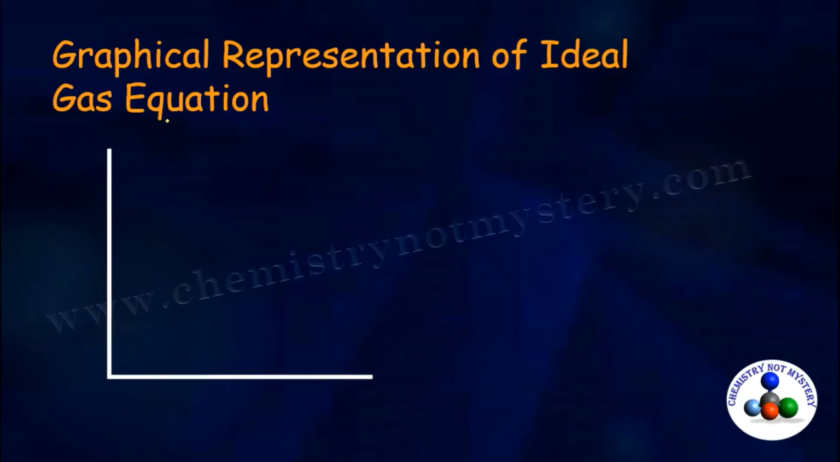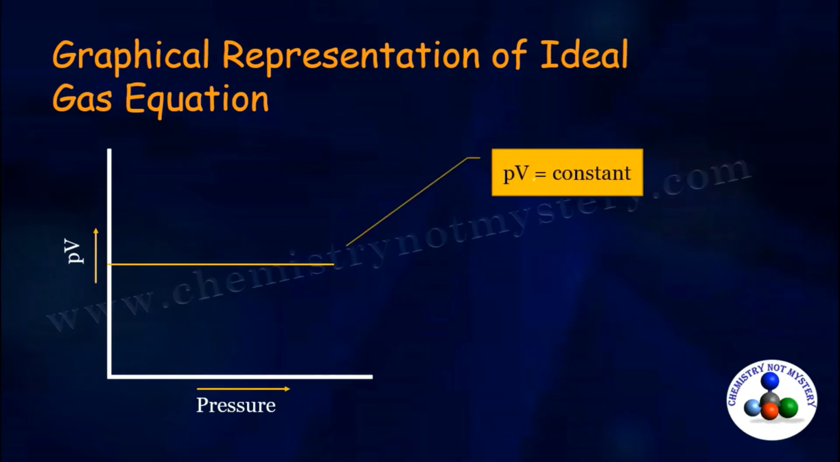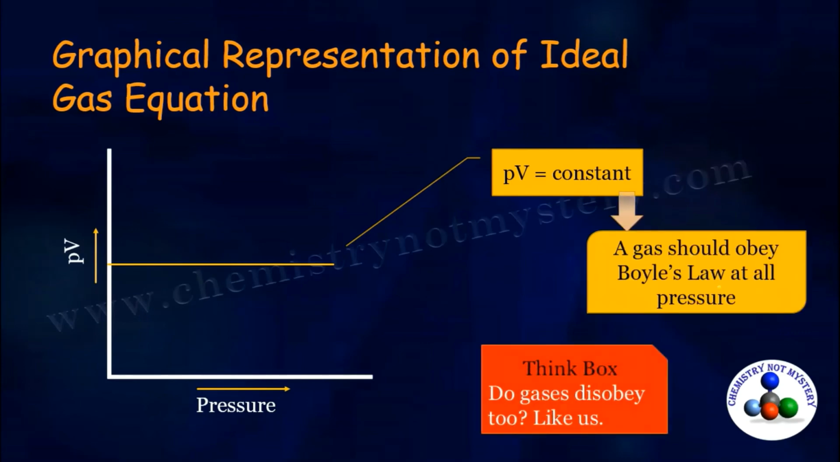Now come to the graphical representation of the ideal gas equation. When you plot PV on the y-axis and pressure on the x-axis, you get a straight line. This straight line shows that PV remains constant throughout the pressure range. Even when you increase the pressure, PV remains constant. A gas should obey Boyle's law at all pressures.